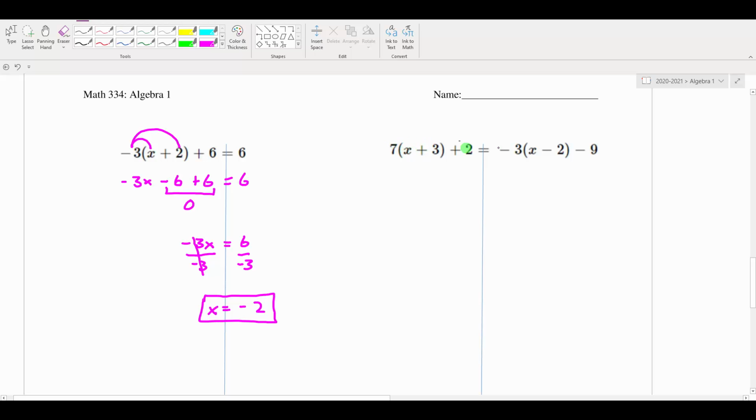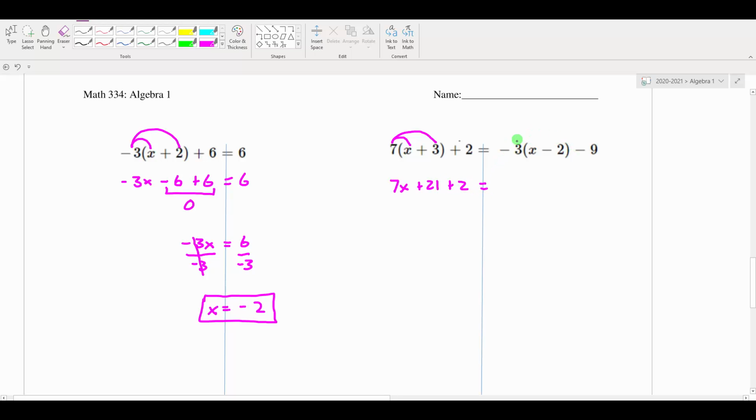All right, so I see some parentheses on both sides that I need to get rid of here. So I'm going to use my distributive property again. I'm going to distribute this 7 to the x and to the 3. All right, so 7 times x is 7x. 7 times 3 is 21. And then we still have a plus 2.